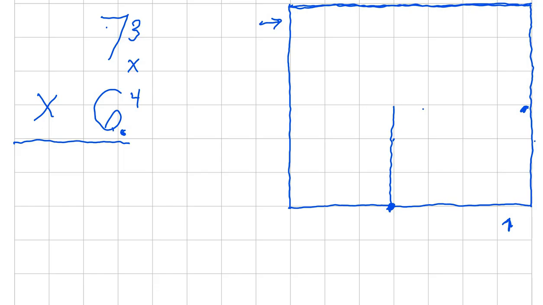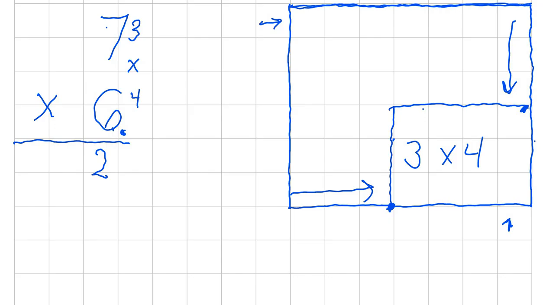7 take away 4 is 3. And 6 take away 3 is 3. So we have 3 here, and we have 3 here. And then we have our 3 times 4 rectangle. So we have 12 ones, but to write 12 ones, we have to write 2 and carry a 1.